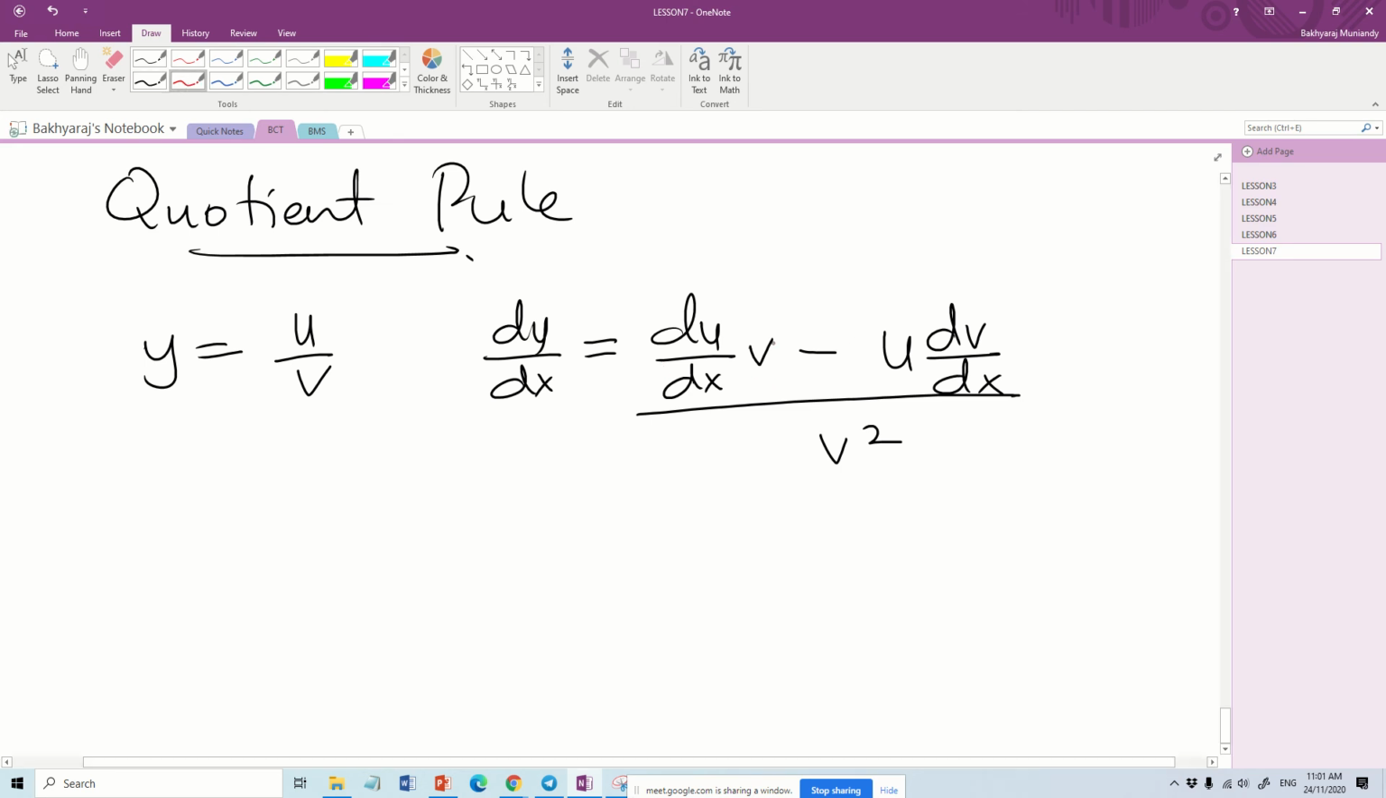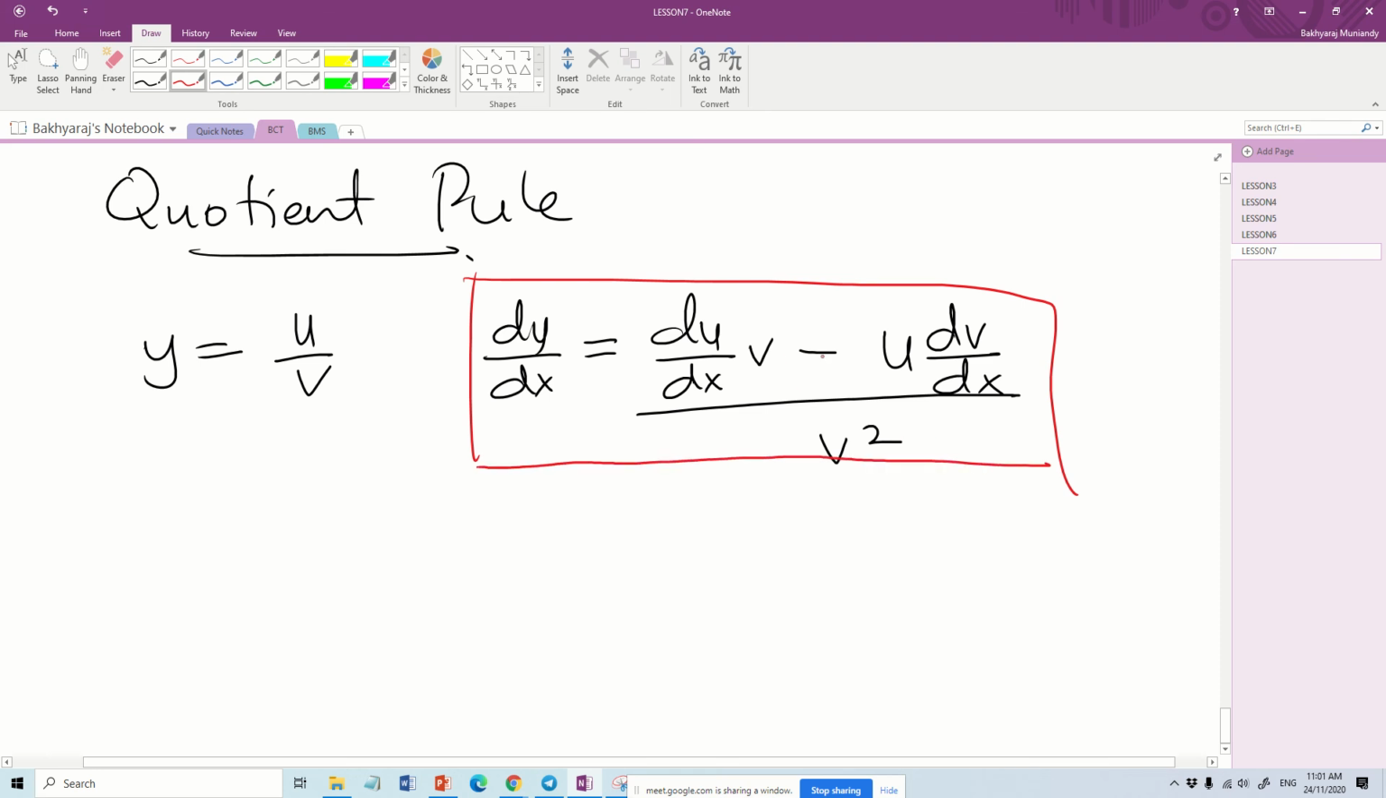Tengok kalau ikutkan ni, formula ni lebih kurang sama macam kita punya product rule. Cuma ubah sini jadi tolak. That's why I manipulate the product rule formula. Saya dah ubah sikit because I want it to be close to the quotient rule, supaya dia sama macam quotient rule sikit.